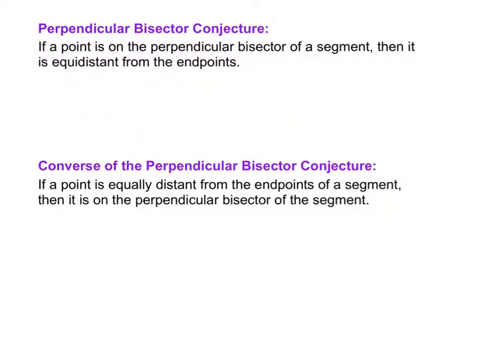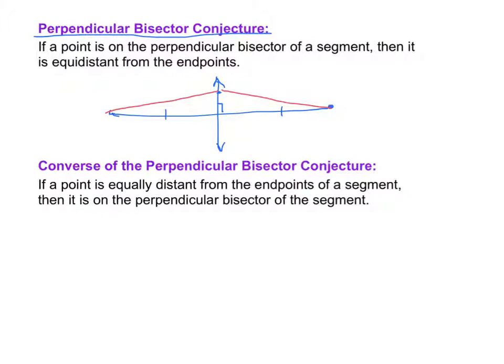Okay, so we're going to begin a conjecture list, and they're always going to be in purple, and they're going to be super useful to know. So the perpendicular bisector conjecture: if a point is on the perpendicular bisector of a segment, then it is equidistant from the endpoints. So let's see here. If a point is right here on the perpendicular bisector, then the distance from here to here and the distance from here to here is going to be equal.